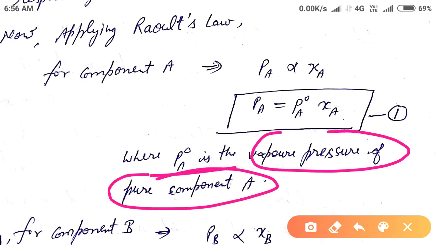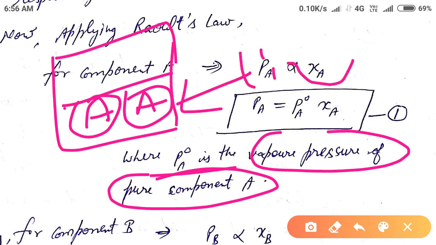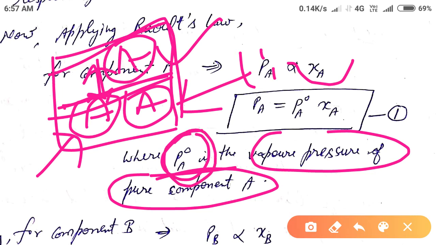Pure component A means it is alone in the liquid phase and in the vapor phase. There is no solution of A and B. When component A is alone, the vapor pressure exerted by component A on its surface, in such a condition, is known as the vapor pressure of the pure component and is represented as P naught A.